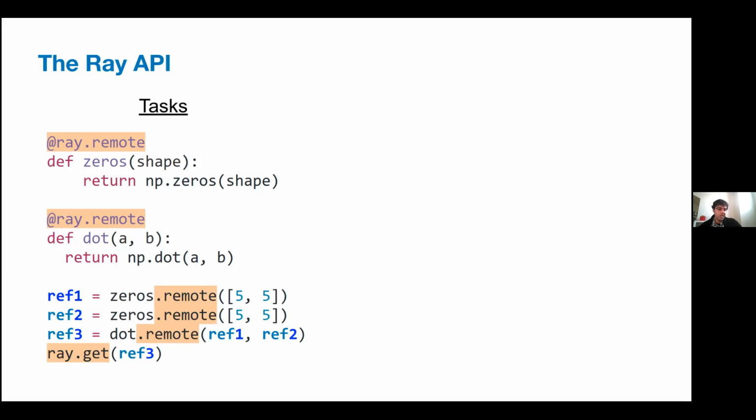The remote functions can take actual values within the driver, so they can be literals, they can be objects, and they can also be other object references. So in this first line here, we have reference 1 and reference 2 that are returned by the calls to the zeros function. And then reference 3 is taking those two references and executing the dot between the two references. All of those three operations are asynchronous and return immediately. However, the operation at the very bottom, the ray.get, will block the driver until reference 3 is resolved and will return the value for reference 3.